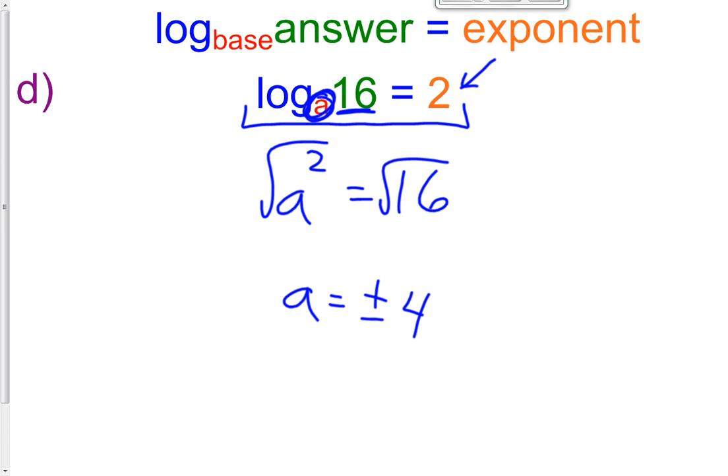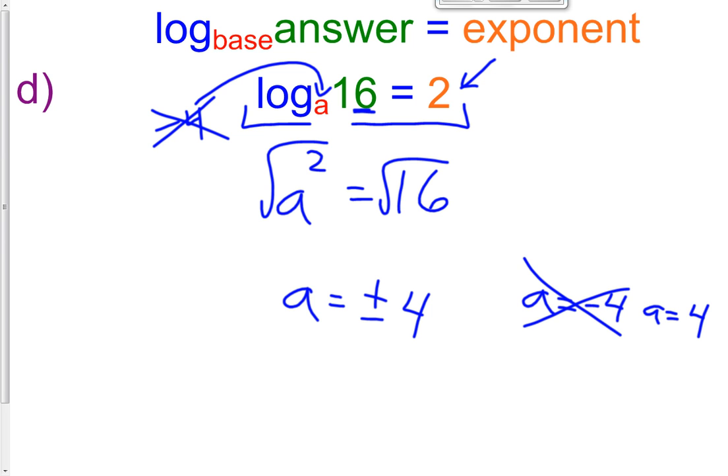Now class, here's where we have to be a little bit careful. There's no such thing as taking the log of a negative number. So I can't take the log base negative 4. That is undefined. And so it's not going to be the negative 4. If we think about a equaling negative 4 and a equaling positive 4, this is not our answer. It's only a equals the positive 4. So cross off the negative 4. Our answer is only the positive 4. I'll talk a little bit more about that in class tomorrow.